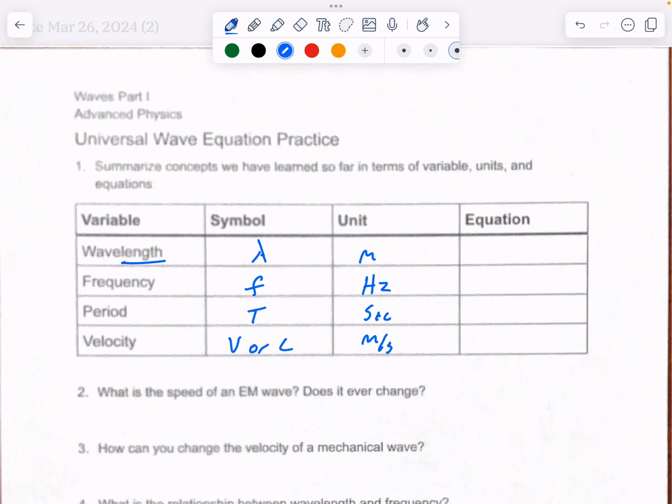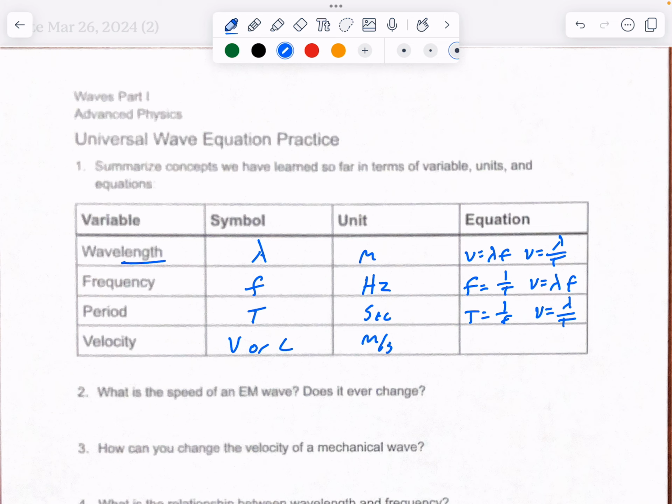Now equations, there's multiple equations to solve for things. It just depends on honestly what you have. So if I was looking for wavelength, I could use V equals wavelength times frequency. I could use V equals wavelength over a period. Okay, either one, it just depends on what you have. Frequency, you could do F equals 1 over T. You could do V equals wavelength times frequency. Okay, period, you could do T equals 1 over F. You could do V equals wavelength over T.